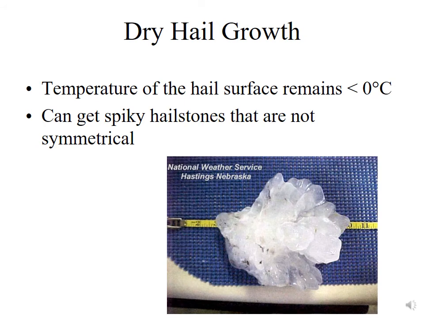Well, contrast that with dry hail growth, where the temperature of the hail surface remains below 0 degrees C, and now you have the supercooled water droplets that are freezing immediately on contact. And because of the aerodynamics of these hailstones, you can sometimes get spiky hailstones that are definitely not symmetrical.